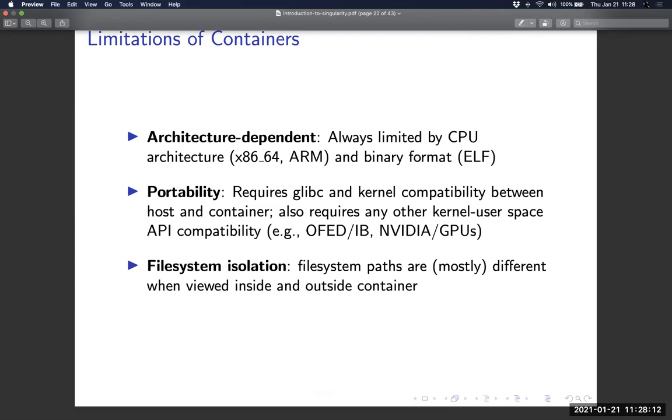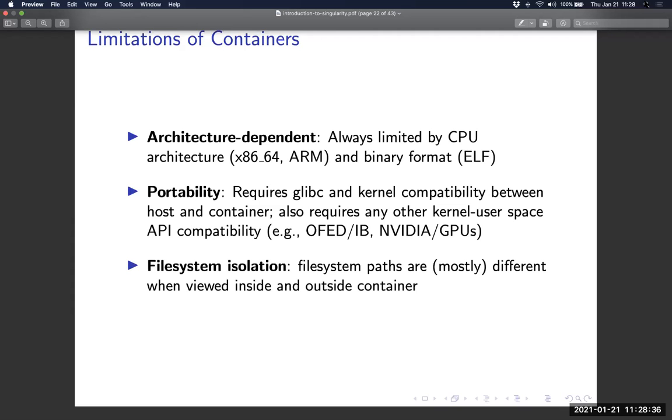Now, there are some limitations to containers, right? So architecture dependence does matter, and the binary format of that architecture. So you can't, for example, take a container that you built on an x86 machine to an ARM machine, right? You're going to have to rebuild the container for the ARM architecture, right?